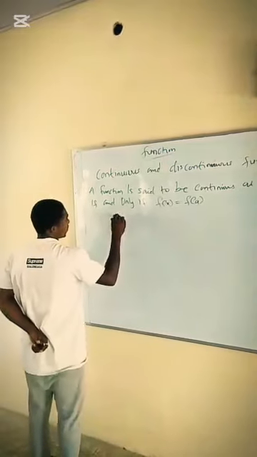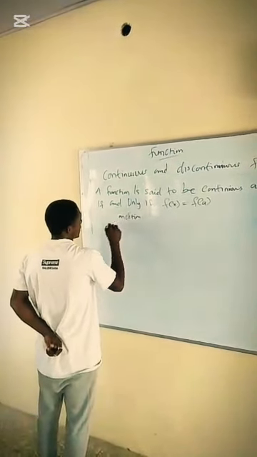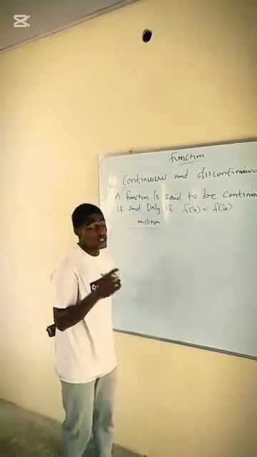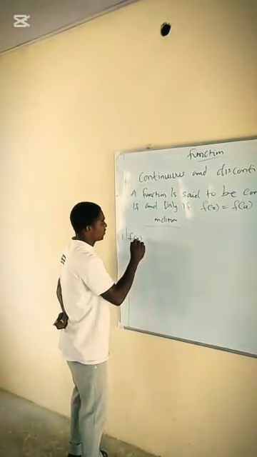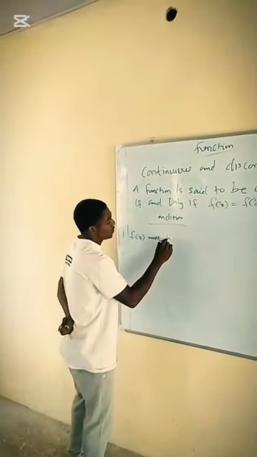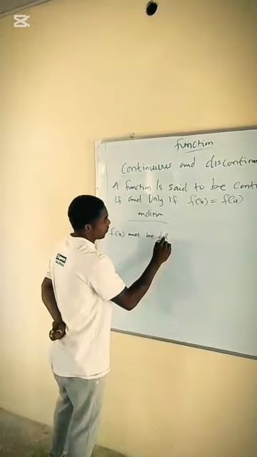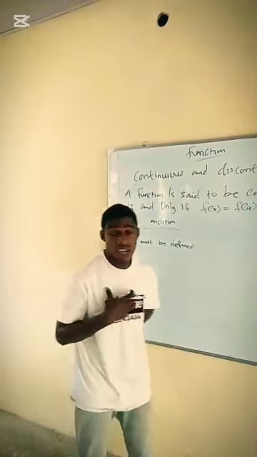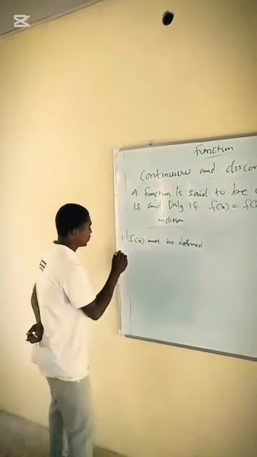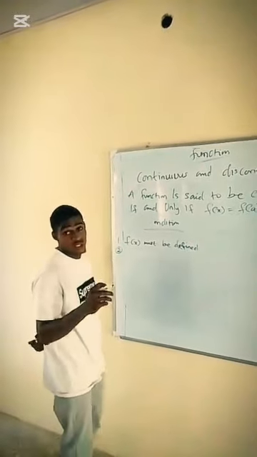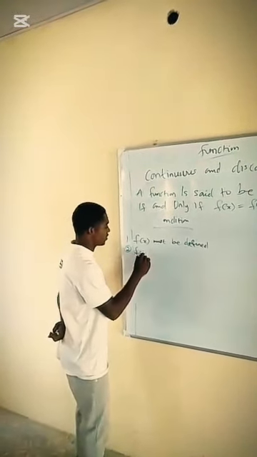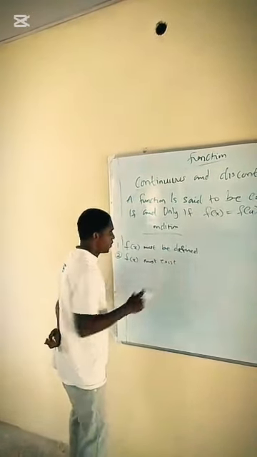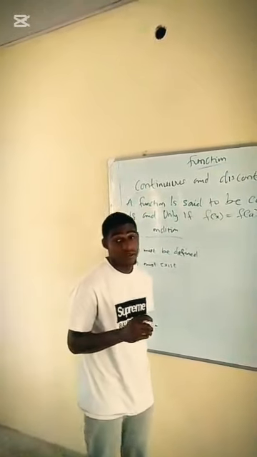Now, one, for a function to be continuous, f of x must be defined. Two, for a function to be continuous, the limit of f of x must exist.